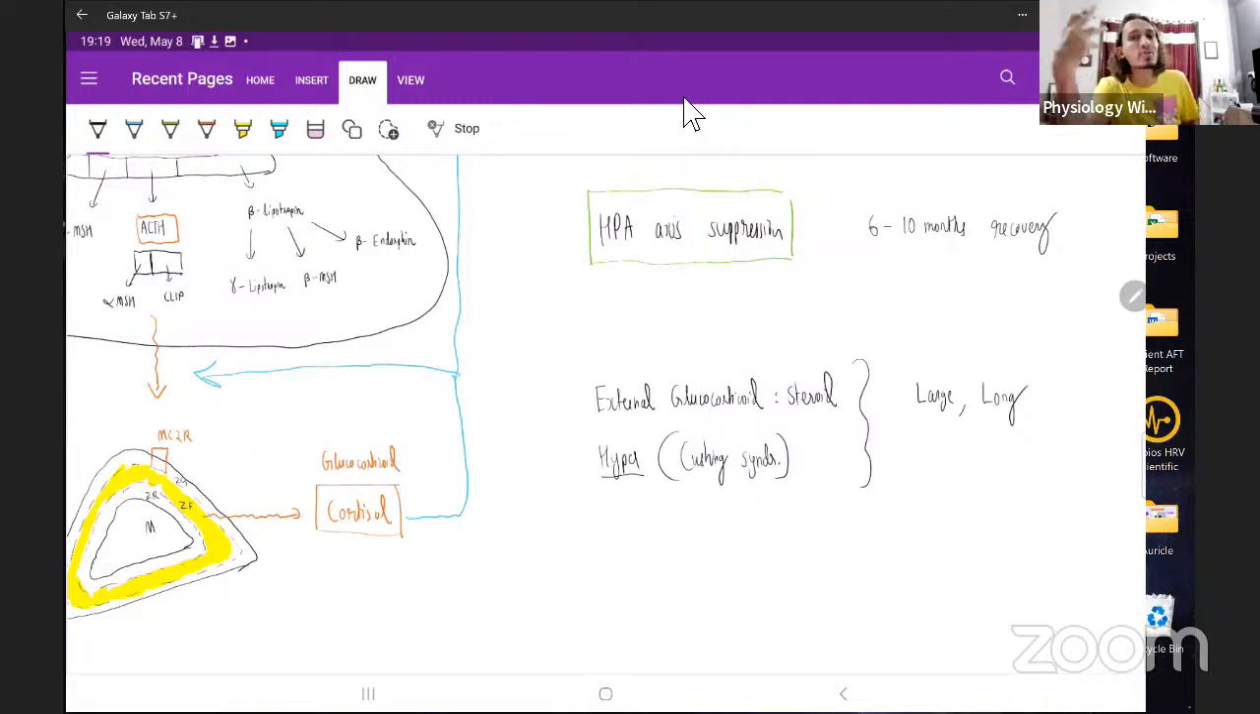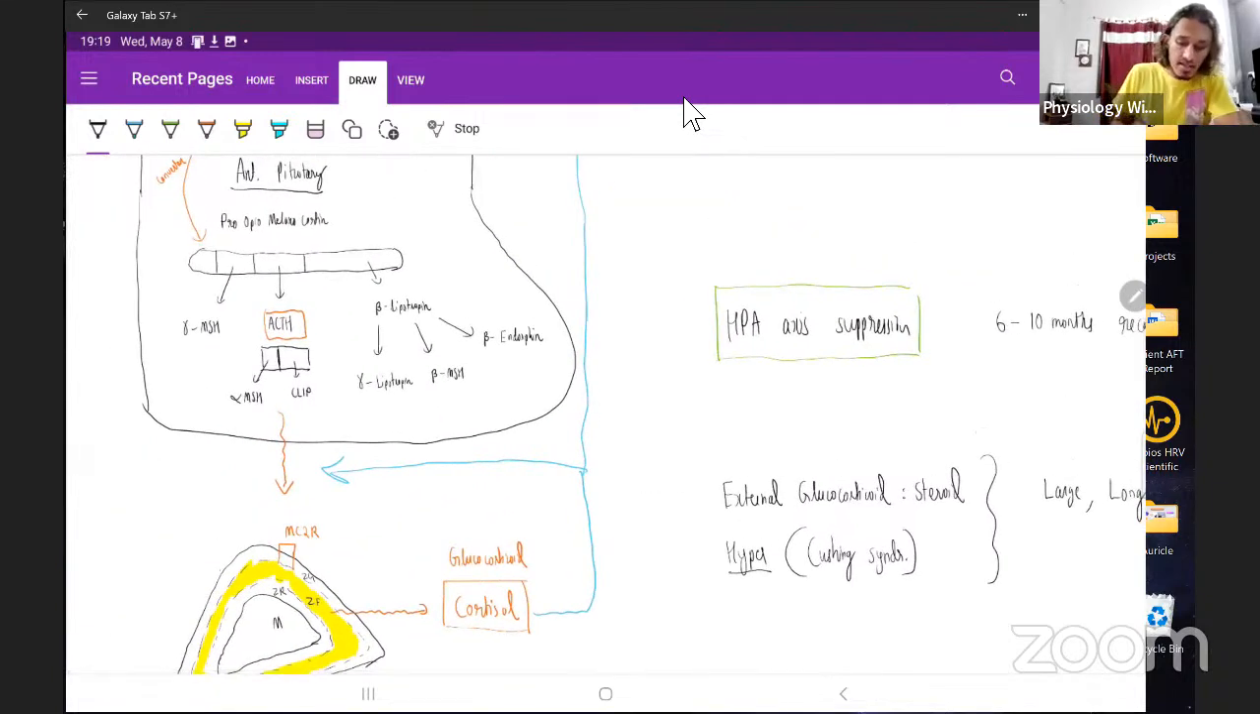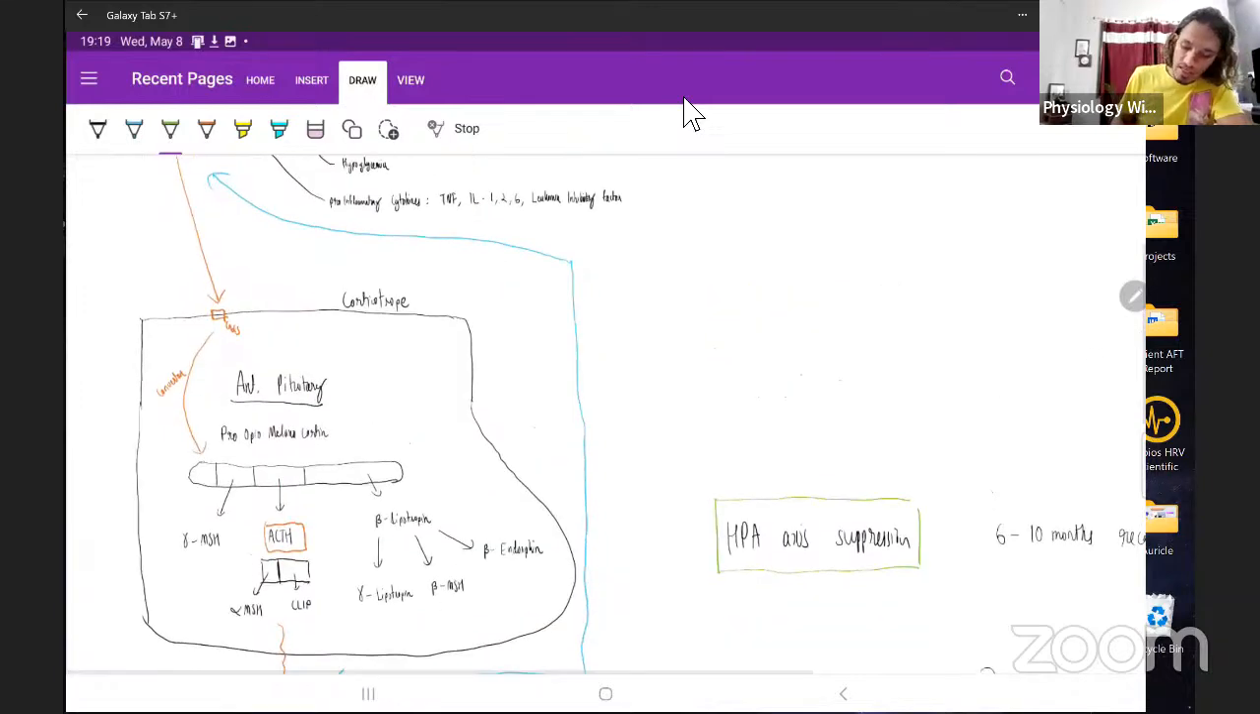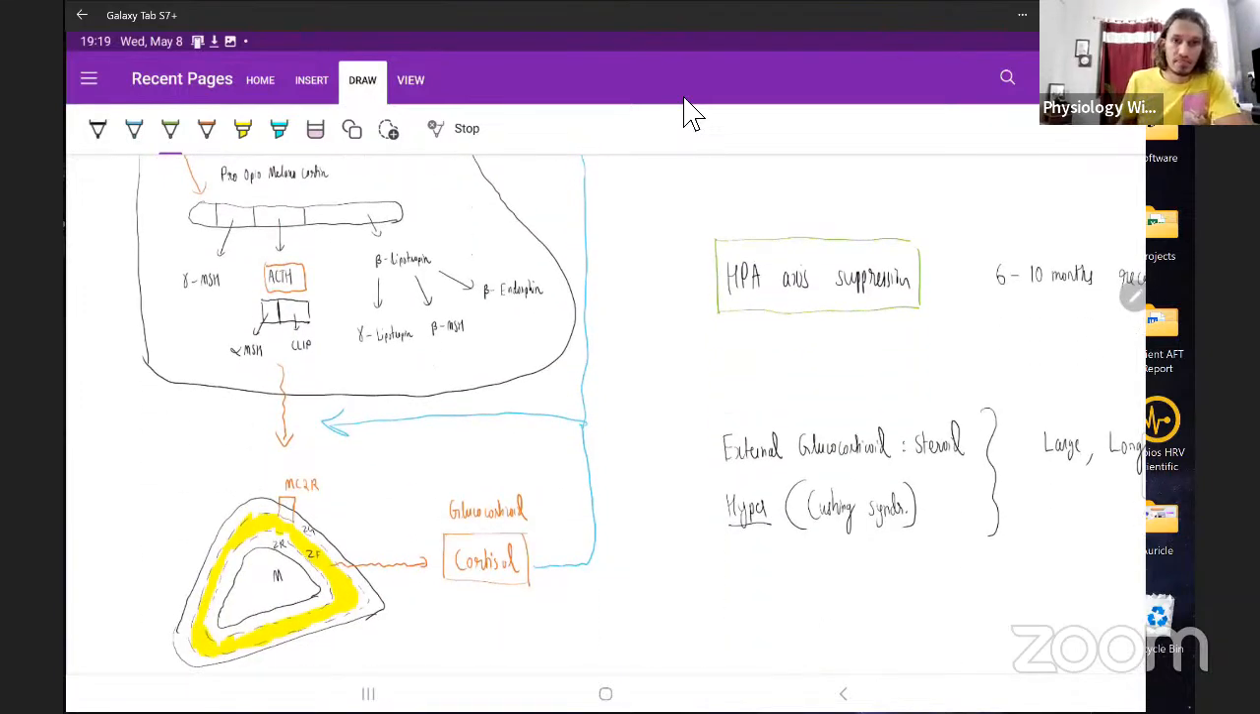The body got used to an external glucocorticoid. So you should never stop external steroids just like that. Okay, it should be slowly tapered down. Okay, so this is one thing that I want you to understand. The next thing I want you to understand is there are two things.